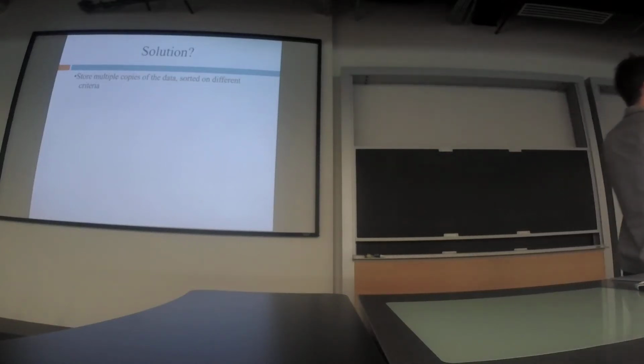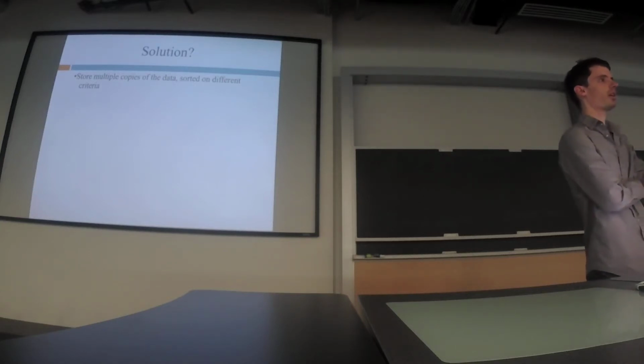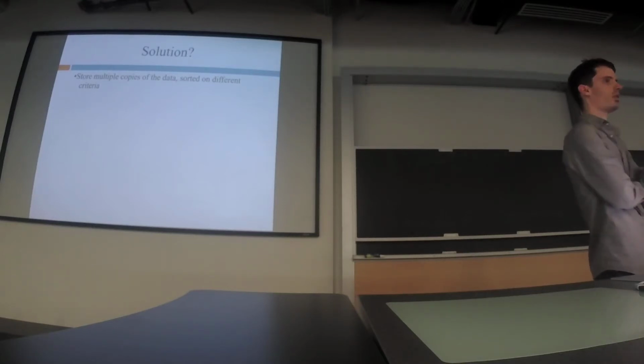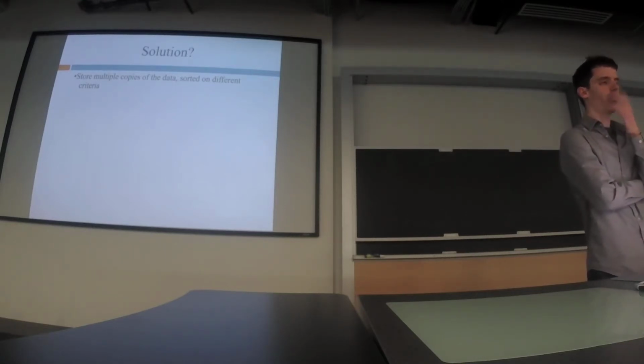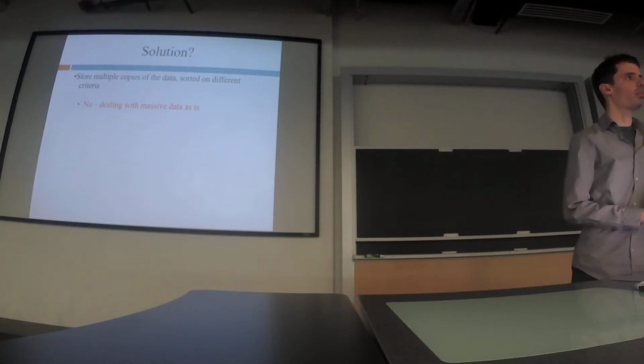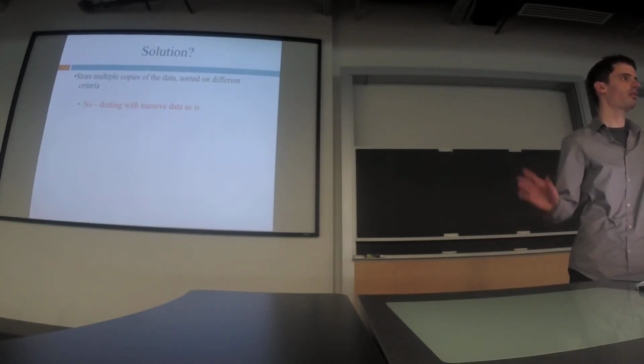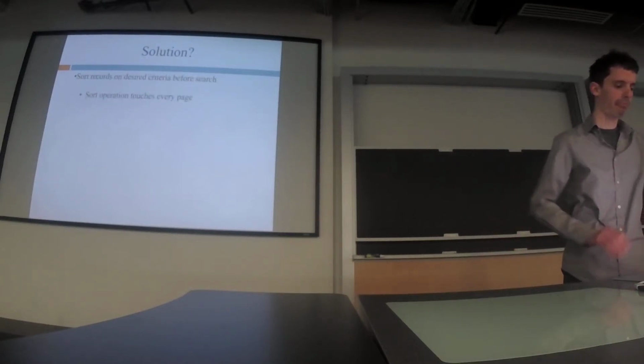One possible solution: make multiple copies of the data, each sorted on whatever query you might want to run. So one sorted on number, one sorted on department, one sorted on name. It would, in theory, make it faster. But no, that's way too much. We're already dealing with too much data. Having multiple copies of your entire database for different queries, no, not going to happen.